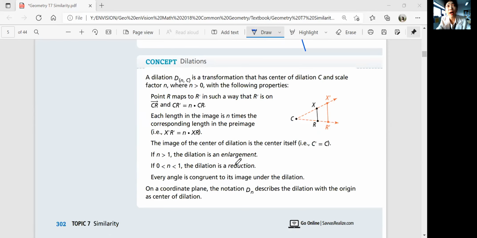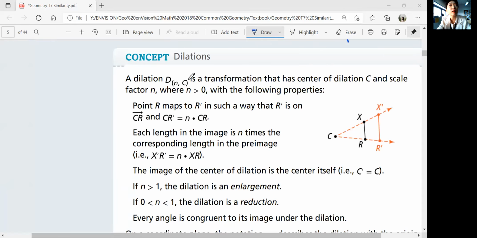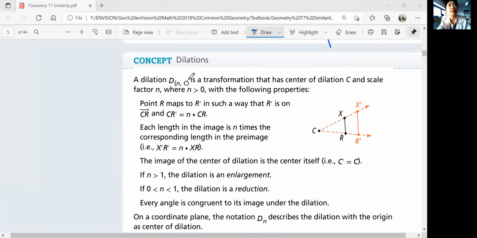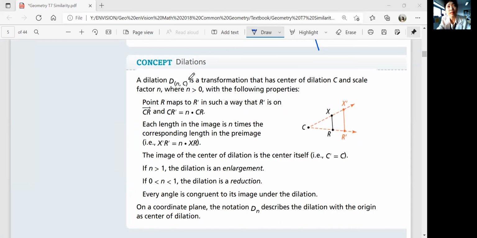So the concept of dilation: a dilation is notated with a capital D. Capital D sub n comma C is a transformation that has center of dilation C and scale factor n, where n is greater than 0, with the following properties. Okay, that n comma C is where you have the scale factor n, and then C is the center of dilation. So it's a name. So these are some properties we have.